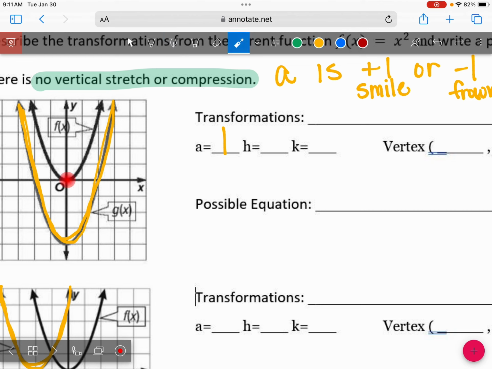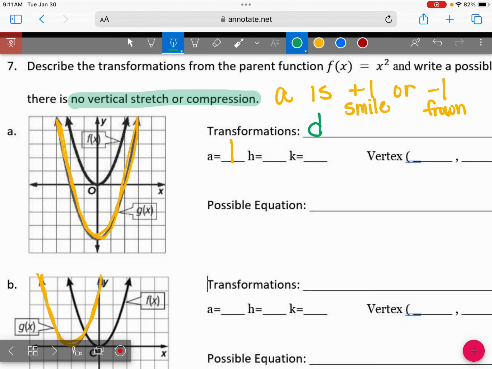What do you notice happened to this graph? Did it move up, down, left, or right? If you compare this parabola to this first parabola, what did it do? It went down. How many did it go down? 1, 2, 3, 4. You see how it went down 4? Because the transformation was that it went down 4, does that change my H or K value? Which one moves it down, H or K? K. So that means K is -4.